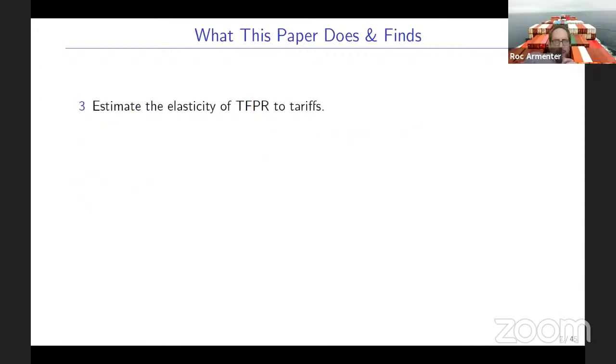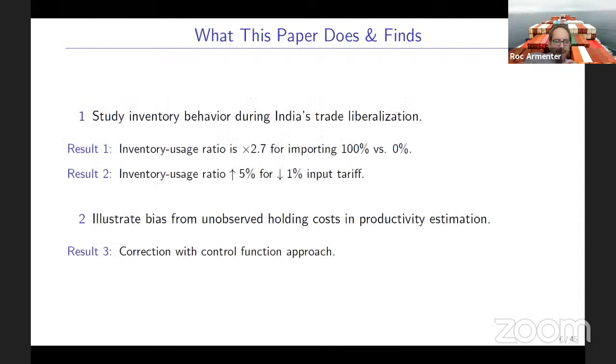Armen, I have a question. Exactly, is the bias on the elasticity or on the welfare/efficiency gains?